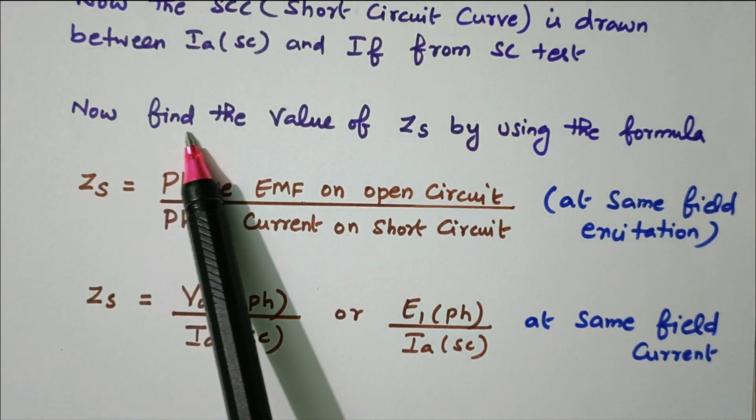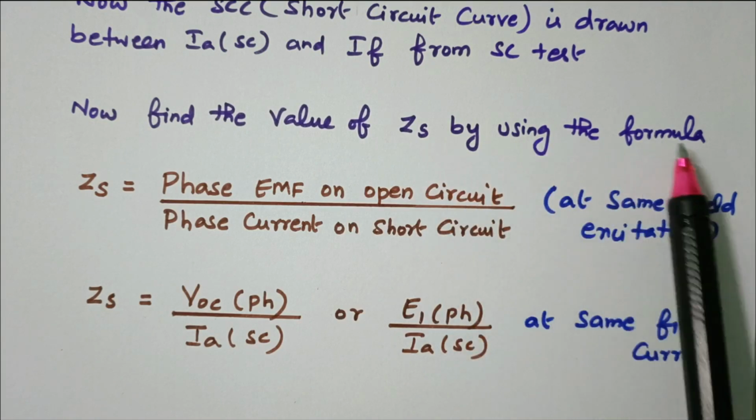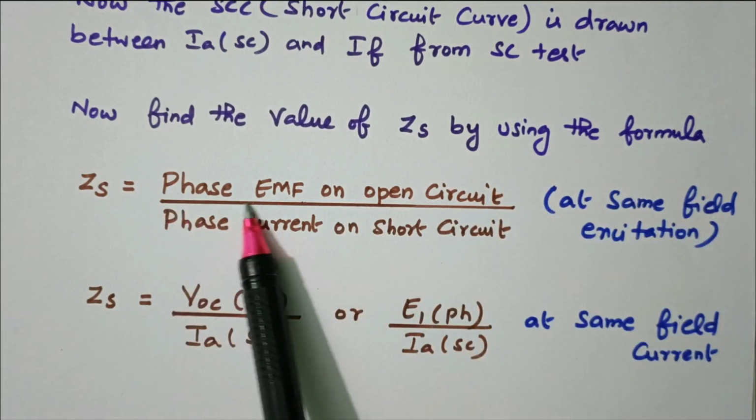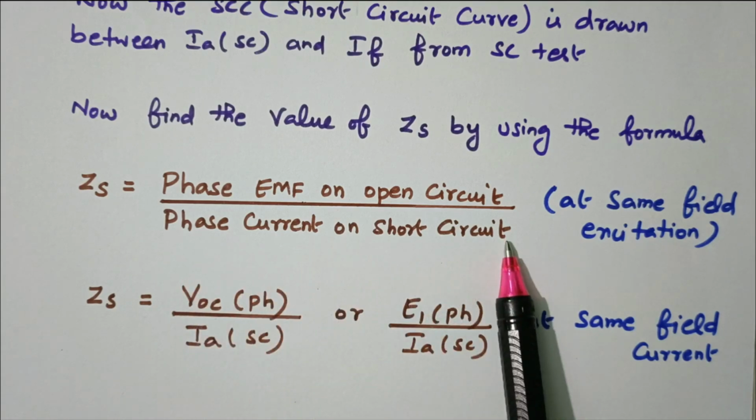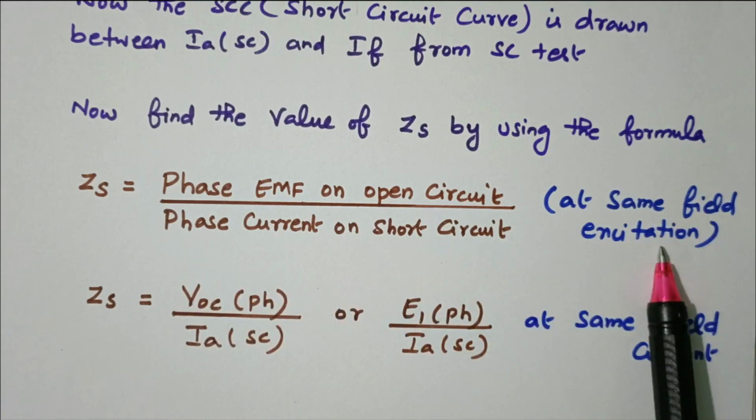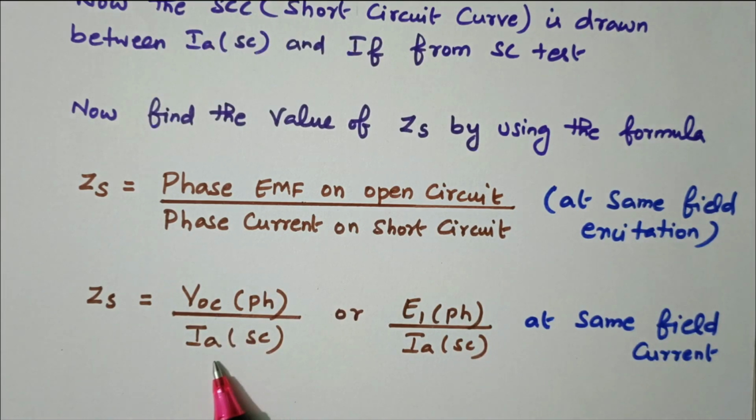Now find the value of ZS using the formula. What is the formula? Phase EMF on open circuit divided by phase current on short circuit at the same excitation. That is nothing but VOC divided by IASC. This only we calculated. The point Q on the OCC, the corresponding current is called IASC, or E1 phase divided by IASC. Now we'll go to the next step.